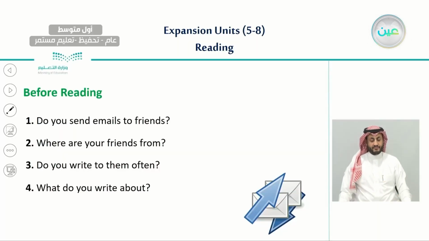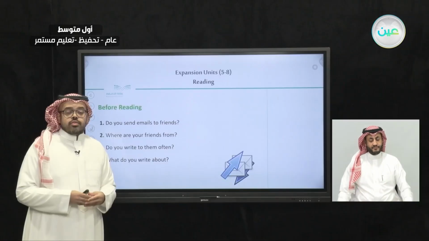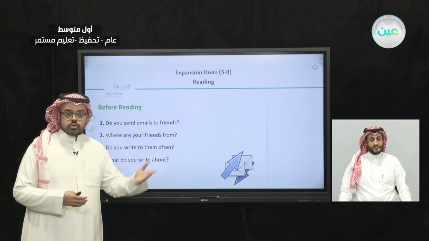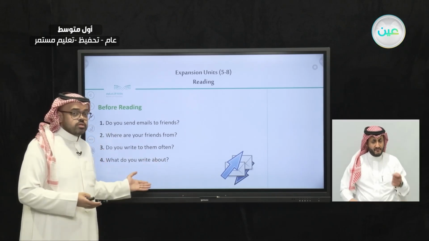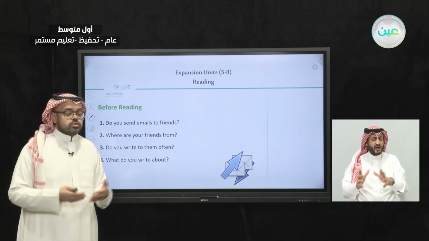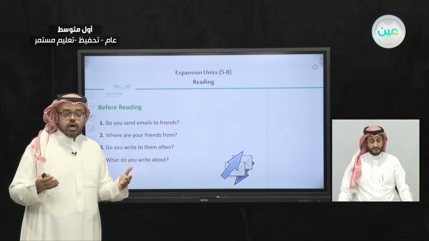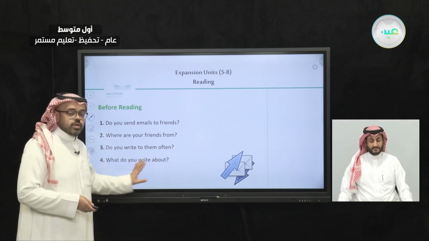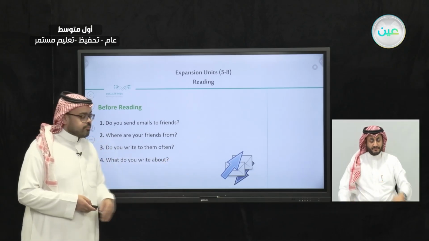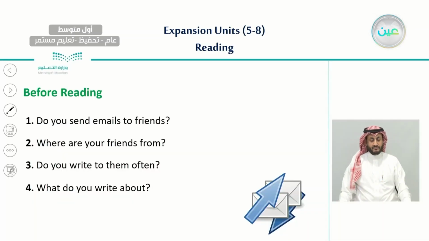And this is the most important question. What do you write about? What are the topics that interest you if you want to write to someone who lives abroad? For example, you may talk about your city, or, as we did in previous units, about our neighborhood and our unusual houses. So we have many topics we can think of when we want to send an email. Here are four important questions to consider before we start this text.